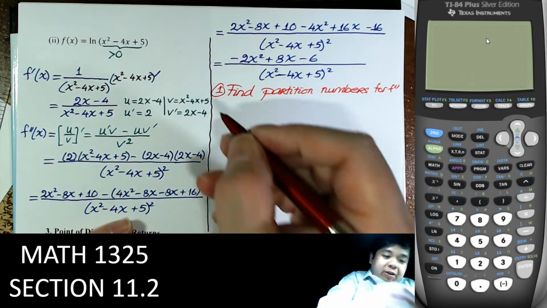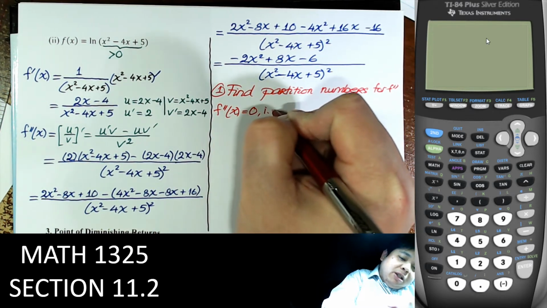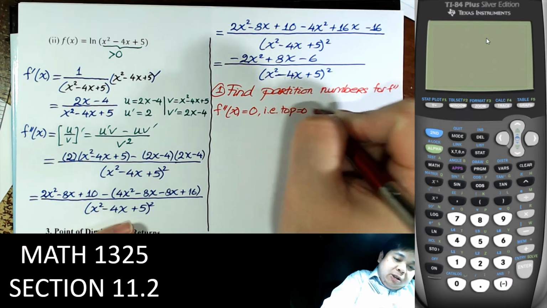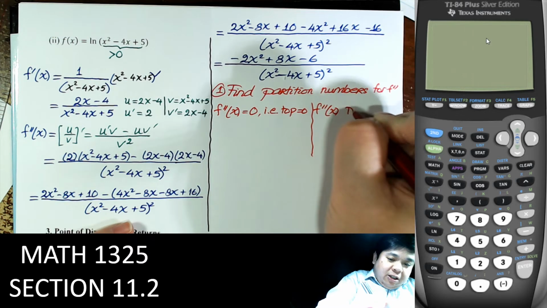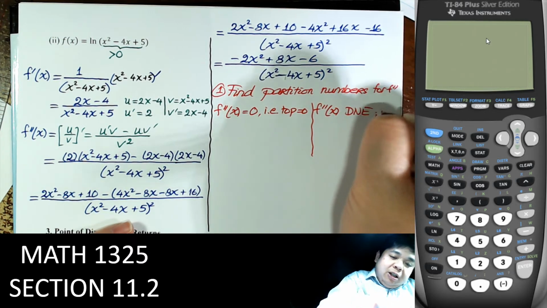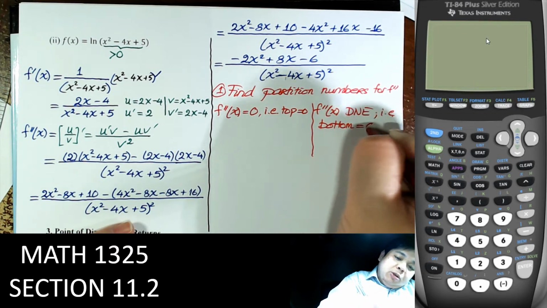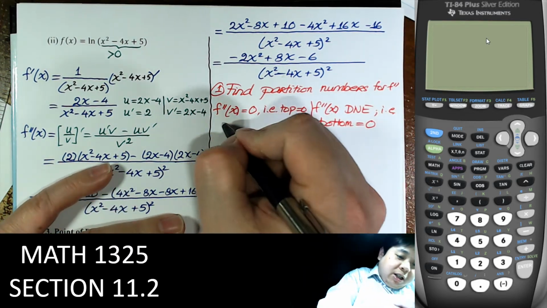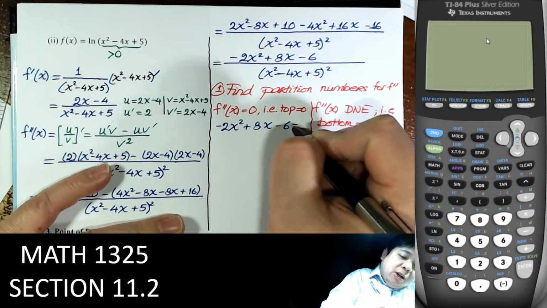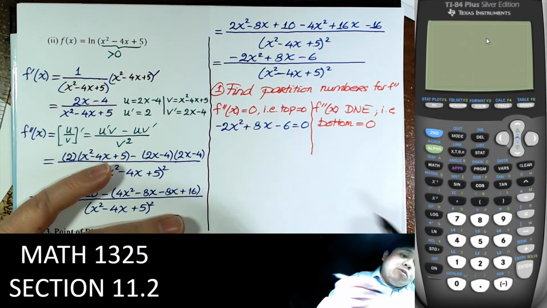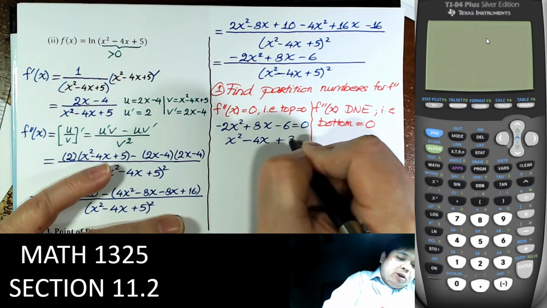For the second derivative, we let the second derivative equal to 0, meaning the top is 0, and where the derivative does not exist, meaning the bottom equal to 0. Right, negative 2x squared plus 8x minus 6 equal to 0. I will divide everything by negative 2. X squared minus 4x plus 3 equal to 0.